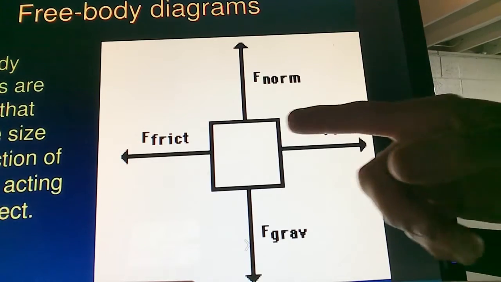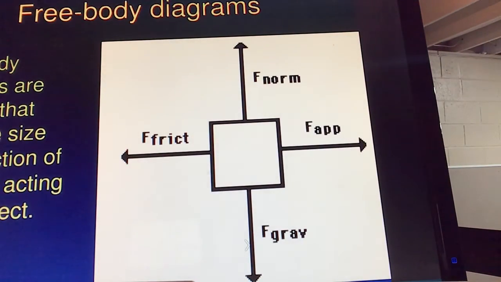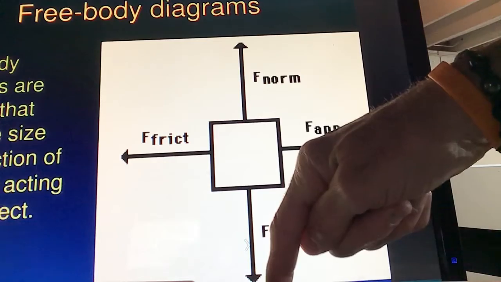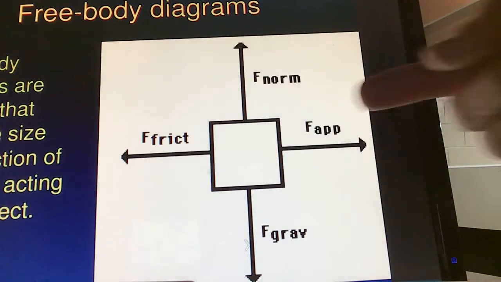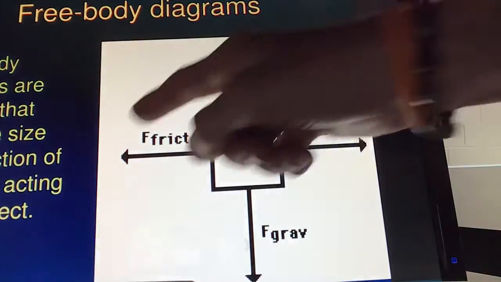Okay, like I said, the object is represented by a square. In this case, a good example of this one is a book on a table. You've got gravity pulling down. You've got a normal force of the table pushing up. Frictional force actually wouldn't be here.